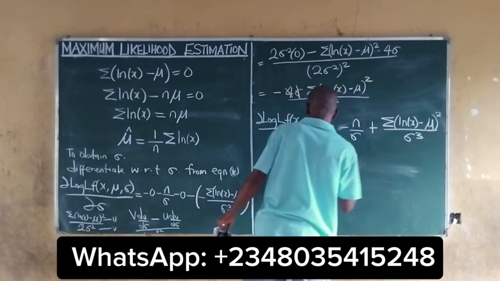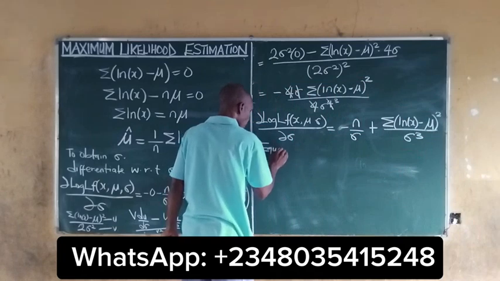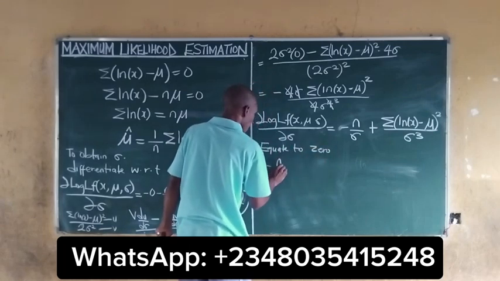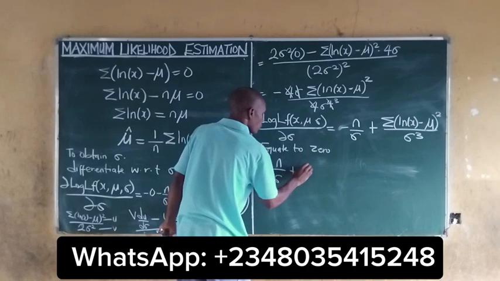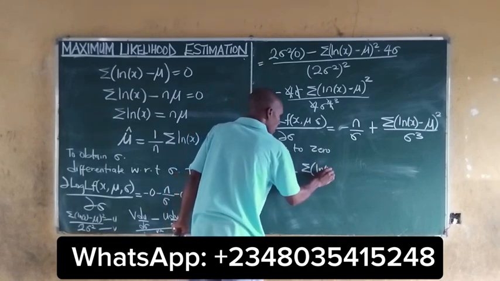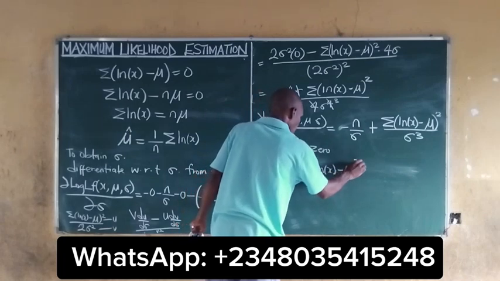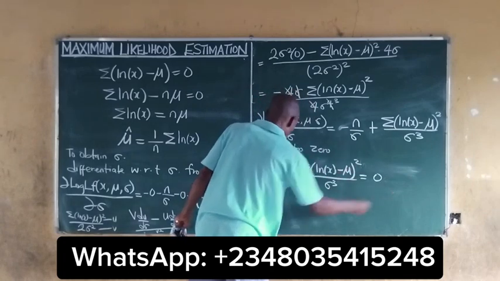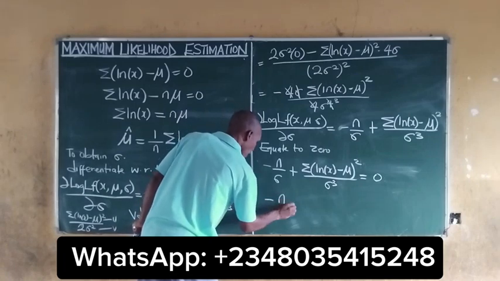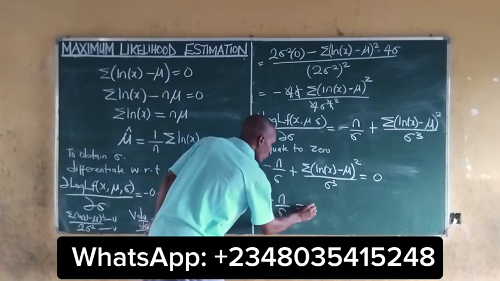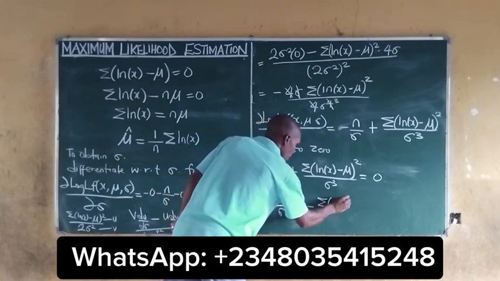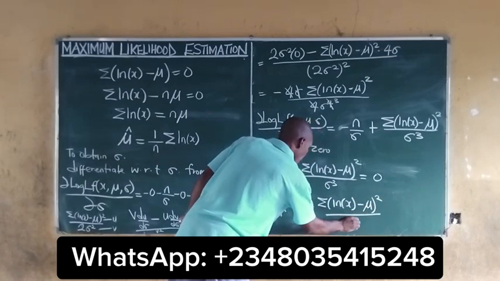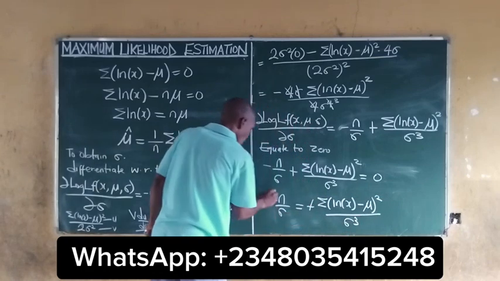So the next thing to do is to equate this to 0. We have negative n all over sigma plus summation of (x minus mu) raised to the power of 2 all over sigma cubed equal to 0. Of course, this can go over to this side to give us negative n all over sigma is equal to negative summation of (x minus mu) raised to the power of 2 all over sigma cubed. So this will cancel this.